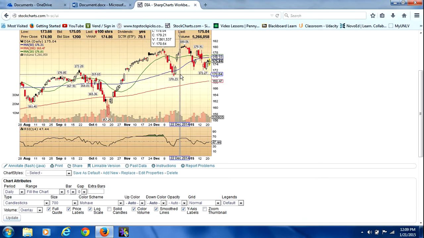So what you want to do, whether it be the RSI or the MACD, is combine it with two, maybe three other indicators to give you a more clear picture of potential price movement.